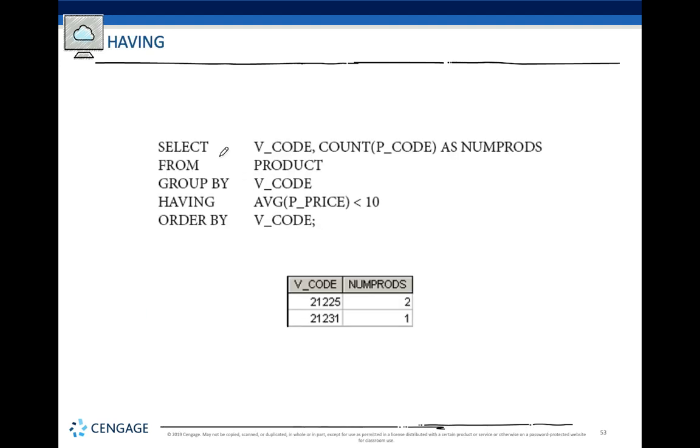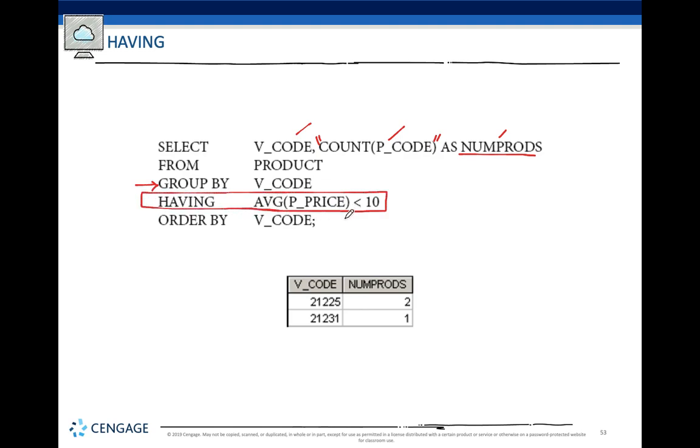For example, here, this is a simple example: select vcode, count pcode as numprods. Again, we're using count, which is an aggregate function, which means we need to specify the group by clause, right? So select vcode, comma, count pcode as numprods. This is simply the column name. From product, group by vcode, having average p price greater than 10.